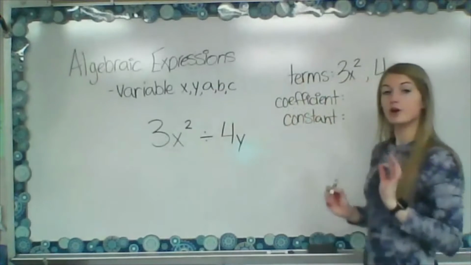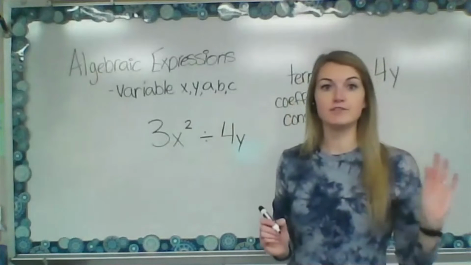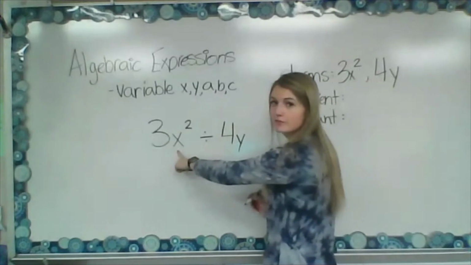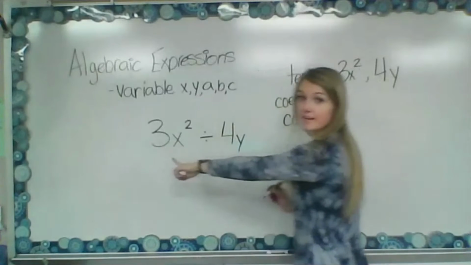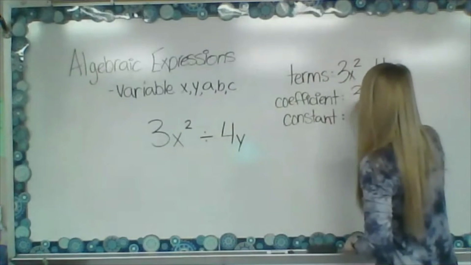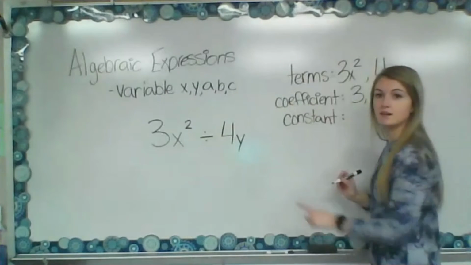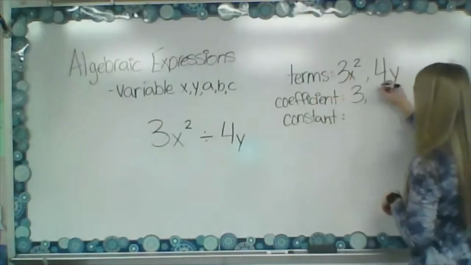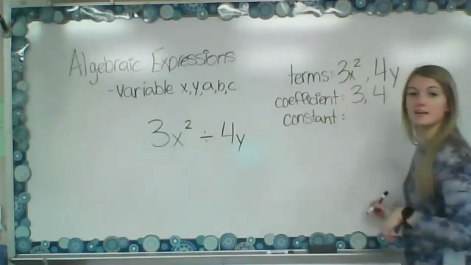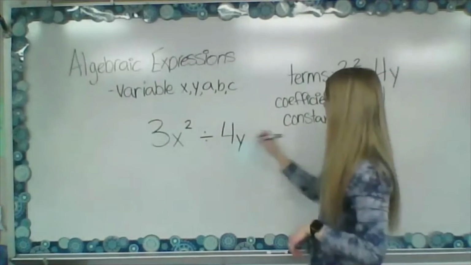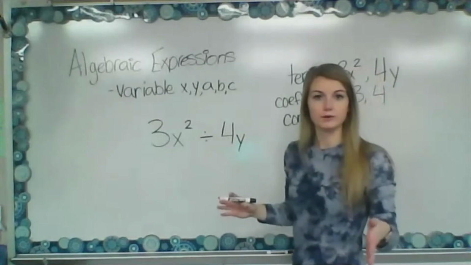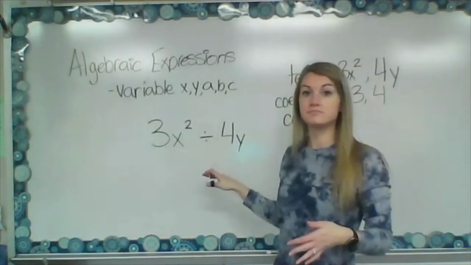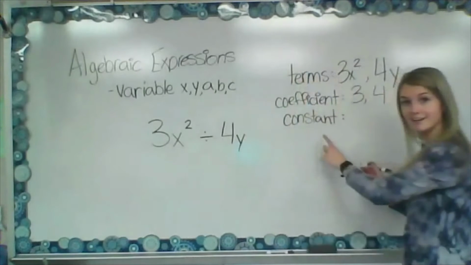Okay, the next thing is coefficient. And if you remember, coefficient is the number in front of the variable. Variables are letters. So I have an x. What number is right in front of the x? A 3. So my first coefficient is going to be 3. And what's in front of the y? 4. So I'm just going to put a 4 there. And then my constant is anything with no variable. Do I have any numbers here with no variable? No, I don't. So do I have any constants?